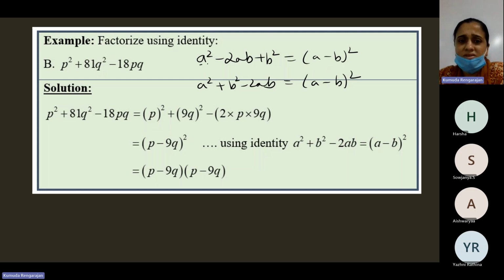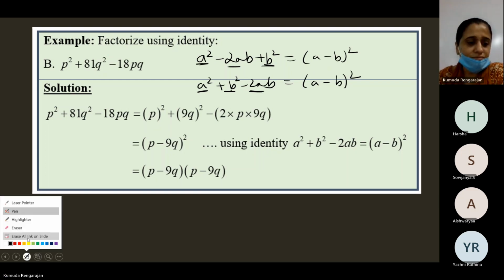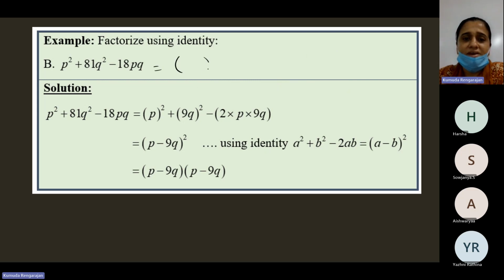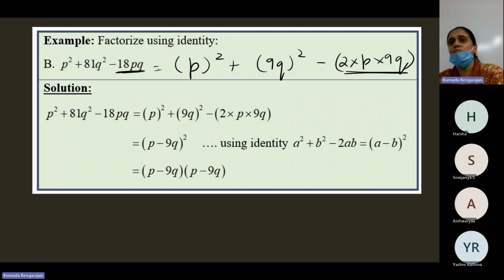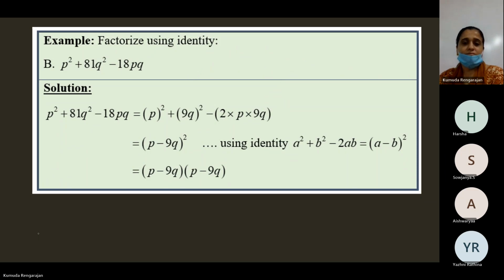Now we just see here a square plus b square minus 2ab is a minus b the whole square. So use empty brackets, a square plus b square minus 2ab, 2 into a into b. So this will be p, this will be 9q, right? So 2ab will be 2 into p into 9q. So check this, 18pq. Yeah, 18pq. So it's of the form a square plus b square minus 2ab, which is a minus b the whole square. Yeah, write down.